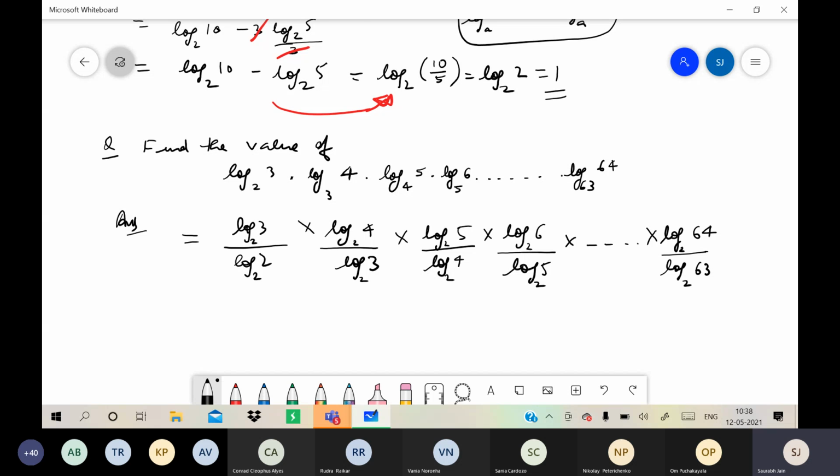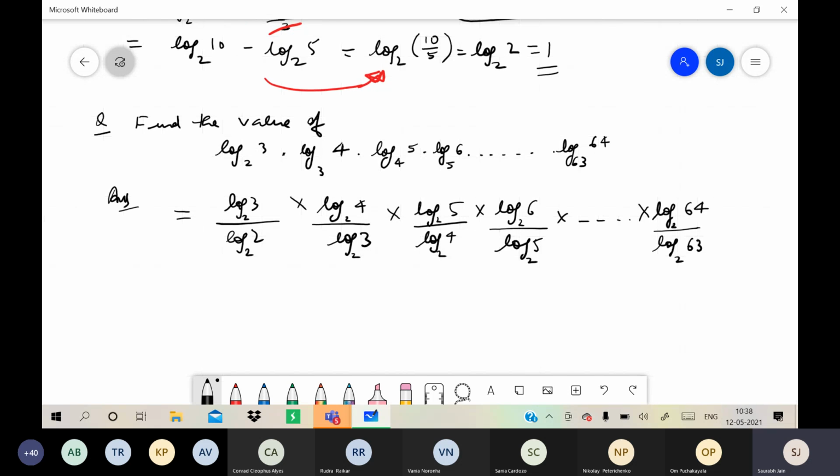Once I write it like this, you know what will happen? Terms will start getting cancelled. How? This will be cancelled with this term. Numerator and denominator, you can see the numerator of first is same as denominator of second, and they are present in multiplication. Similarly, this will be cancelled. Similarly, this will be cancelled, and this process will go on. If you understand the pattern, how things are getting cancelled, then you will be able to recognize the terms which will remain after all this calculation.